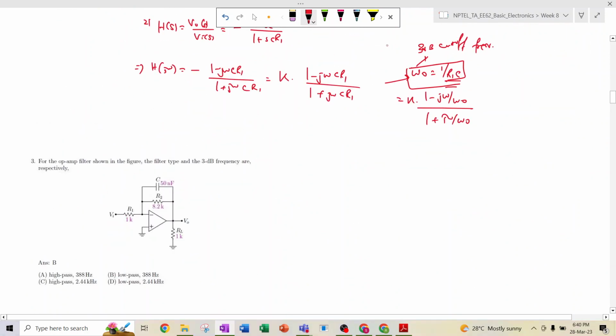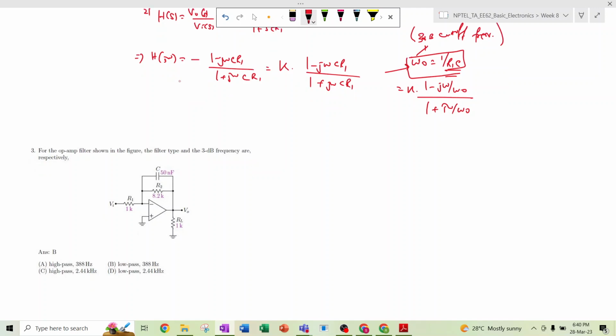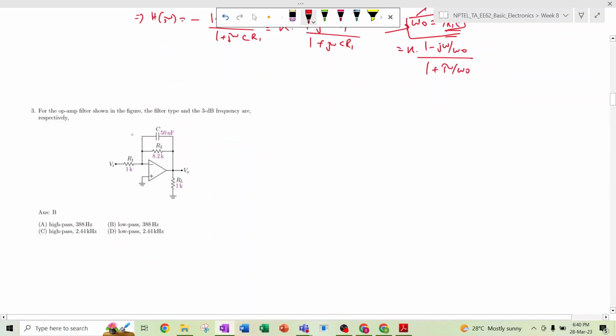How we are getting this 3 dB cutoff frequency, we will look at in the next problem. So I am going to the next problem. For the op-amp filter in the figure, the filter type and the 3 dB frequencies are... Here we will discuss the 3 dB frequency, how we get it and what its meaning is.